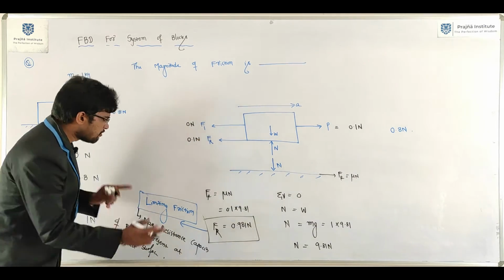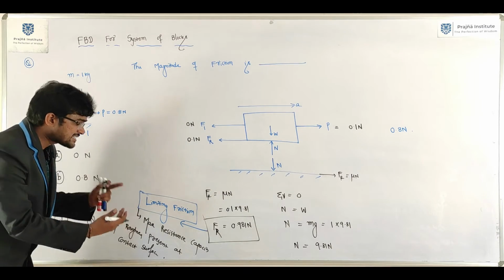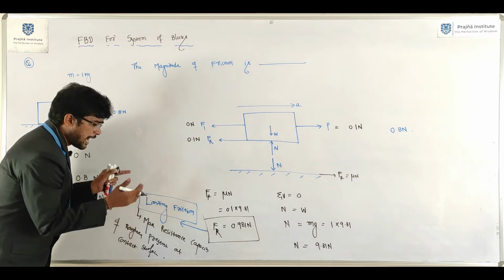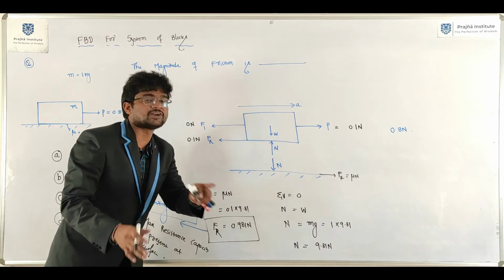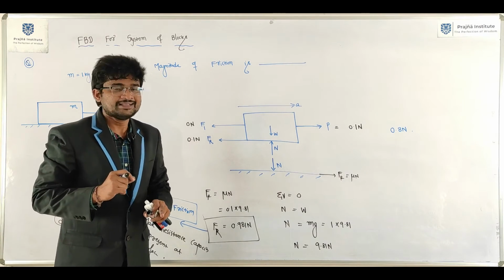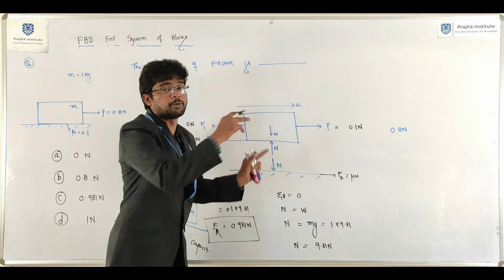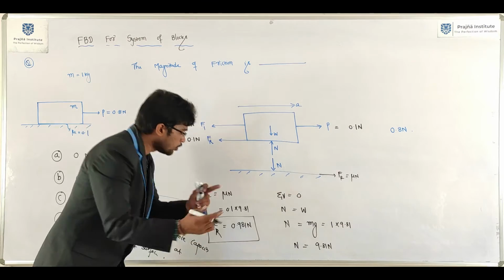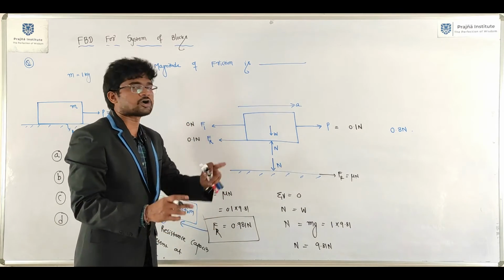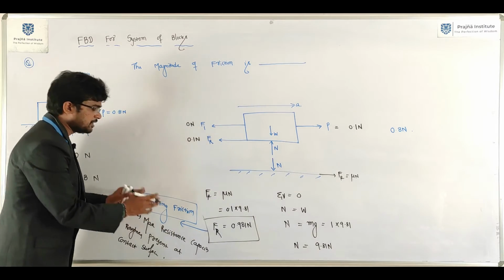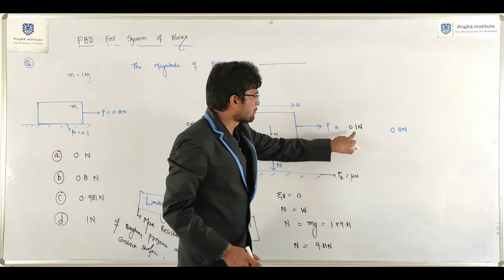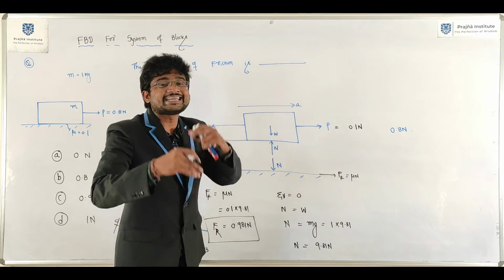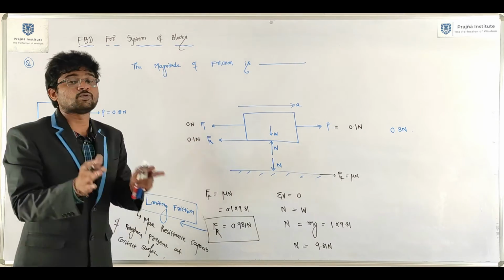Okay? The meaning of limiting friction is the maximum resistance capacity of roughness present at contact surface. It is capable to resist 0.981 Newton. That is different. It can resist the motion of the block until you apply 0.981 Newton. If you apply more than 0.981 Newton, the block will be in motion. That is the meaning of limiting friction. Here you applied 0.1 Newton. Whatever the roughness present at contact surface, it can resist 0.1 Newton only.